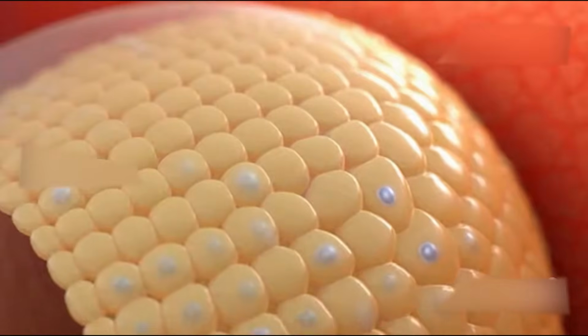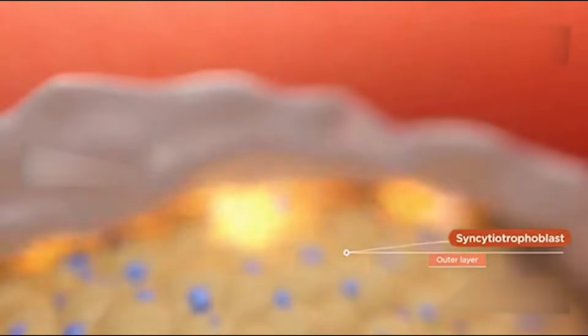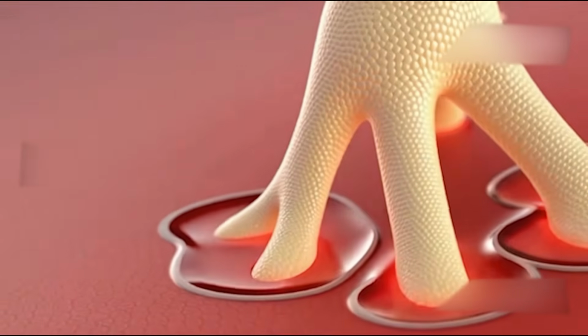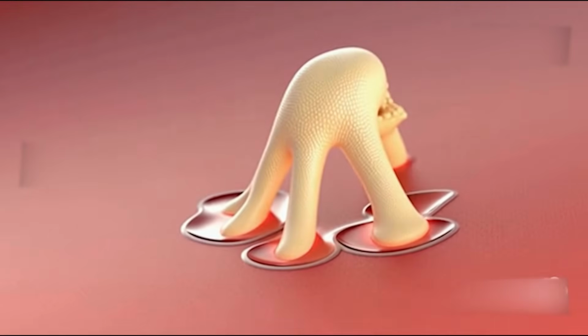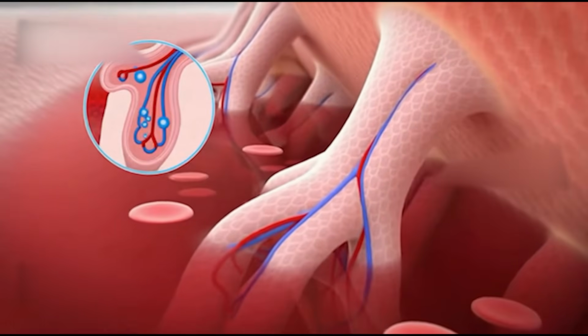After implantation, the trophoblast divides into 2 layers. The cytotrophoblast is the inner cellular layer responsible for cell division, while the syncytiotrophoblast is the outer multinucleated layer that connects with the mother's blood. Together, the functional units of the placenta are called chorionic villi.